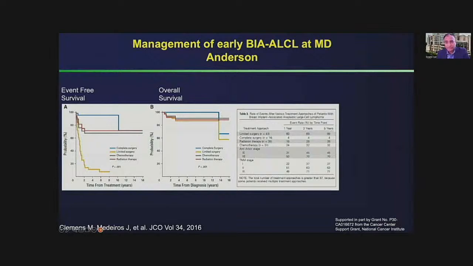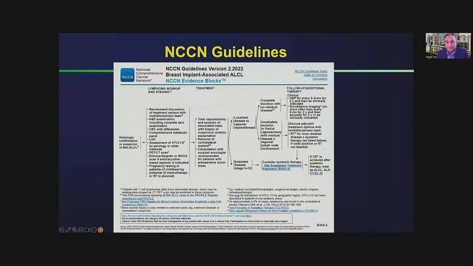If you look at the management of early BIA-ALCL, complete surgery has had the best outcomes. Limited surgeries had poor outcomes. There's been some role for chemotherapy and radiation therapy, but clearly, as you see in this case, both from an event-free survival and overall survival, complete surgery has probably the best outcomes from a 5-year event rate time point. And this has been incorporated in the BIA-ALCL NCCN guidelines for the first instance.